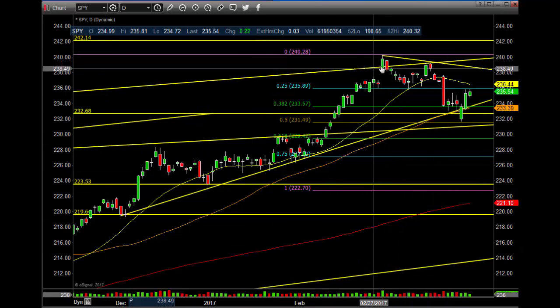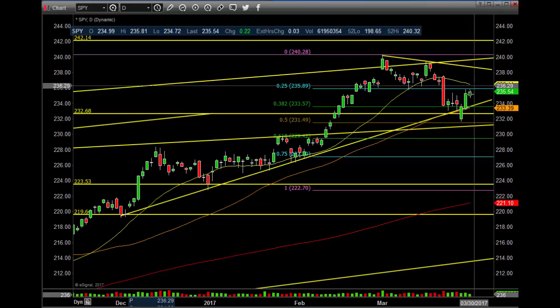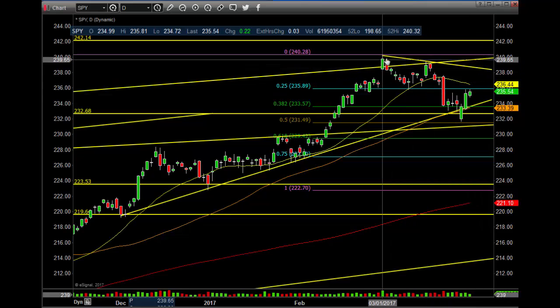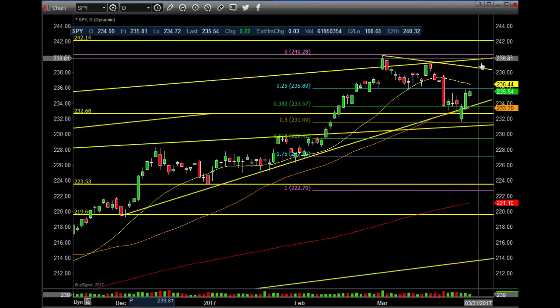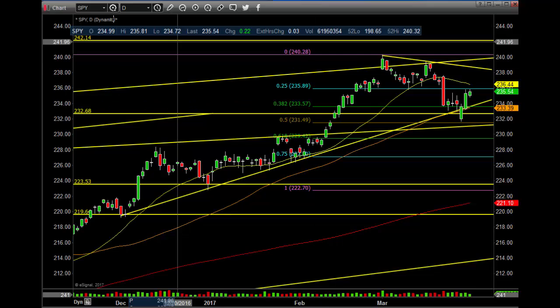But when we hit this trend line up here, that's going to be the line in the sand. That's a big one. We hit it twice. We almost got through, came back, hit it, came back. Do we make one more run and try to get through? And if it does, does it come right back down? That's what we're looking for right now.